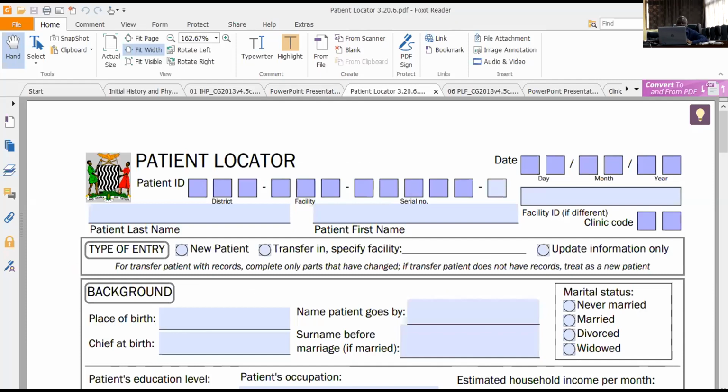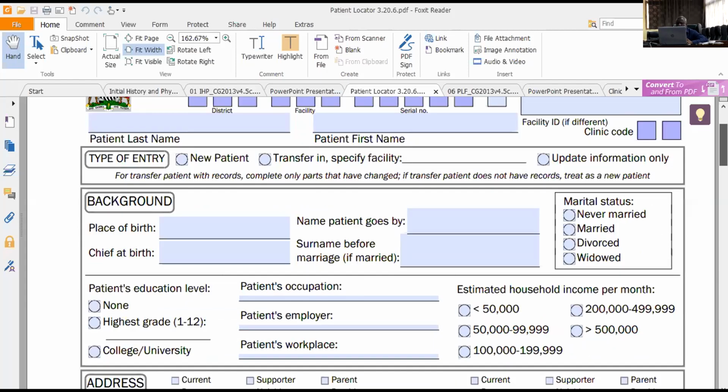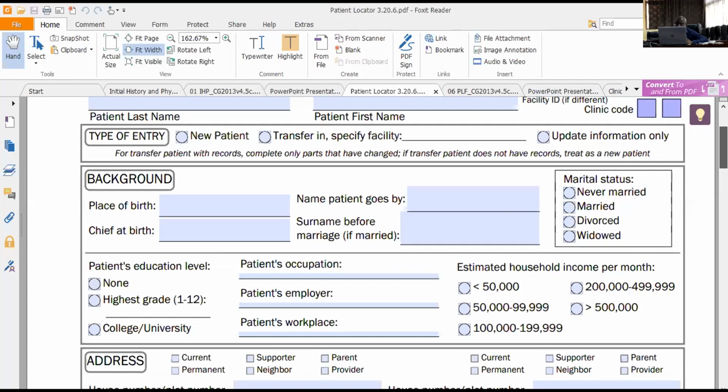Yes. So here, if you see the type of entry, you will discover that there are only two types of entry: a new patient and a transient, and also updating the information. As you know, the patient locator and the registration are related. So if you enter a lot of details on registration, they will populate automatically on the patient locator. So you have the background, you have the marital status: never married, married, divorced, widowed. And at that time we were even including the estimated household income per month.